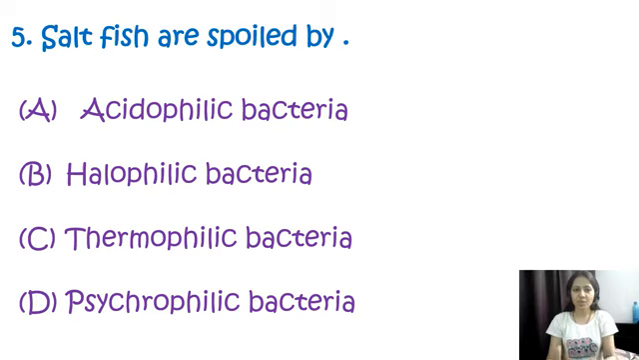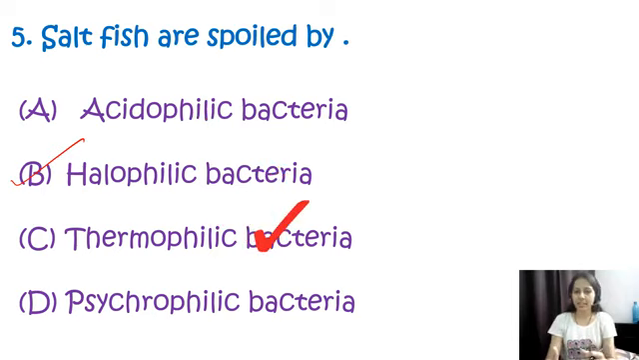Question number 5. Salt fish are spoiled by, so options are acidophilic bacteria, halophilic bacteria, thermophilic bacteria or saccharophilic bacteria. So this salt fish, these are spoiled by, correct option will be B, that is halophilic bacteria. So this salt fish is primarily spoiled by this halophilic bacteria.